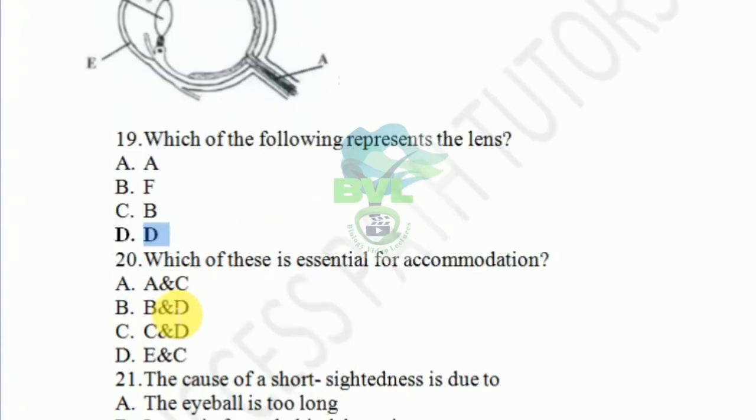Which of the following are responsible or essential for accommodation, which means image formation? That will be the lens and the suspensory ligament. So that should be, I mean, so important. That will be C and D. Yes.